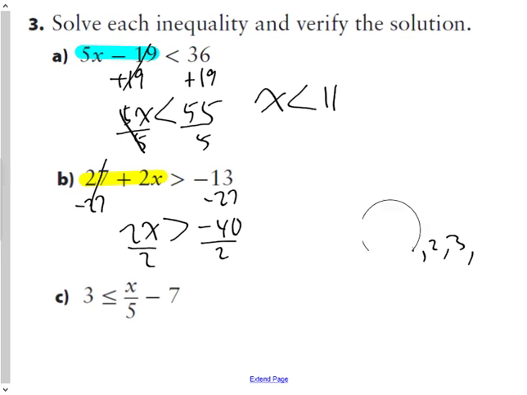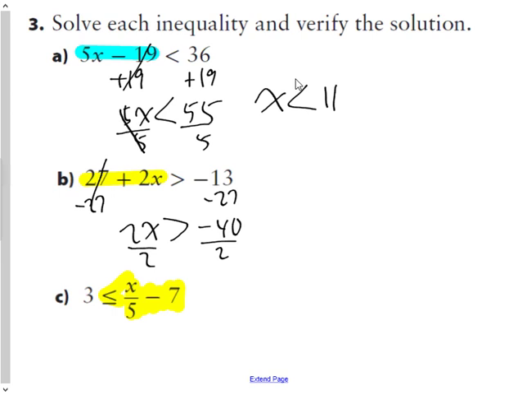And finally, question C. 3 is less than or equal to x divided by 5 minus 7. What I would recommend you do when you do these types of questions, where your algebraic expression is on the right, which is different than most of them, is start with that and read it: any x divided by 5 minus 7. Since the sign is going this way, I would say x divided by 5 minus 7 is greater than or equal to 3.